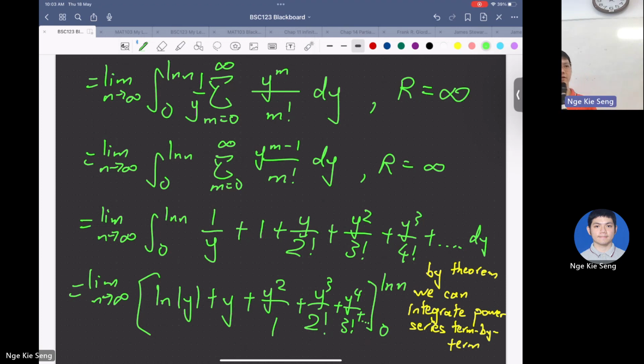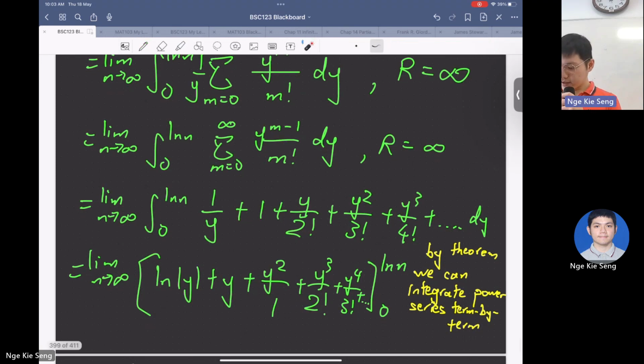Does this converge or diverge? Okay, so you can see that here, if you put ln n here, right? So ln n squared, ln n cubed, ln n to the 4. And then you take ln n to the n as n goes to infinity, you get infinity, right? Okay. How about the other one?